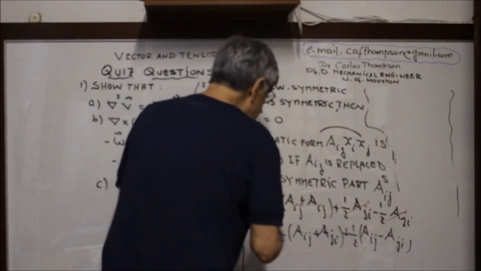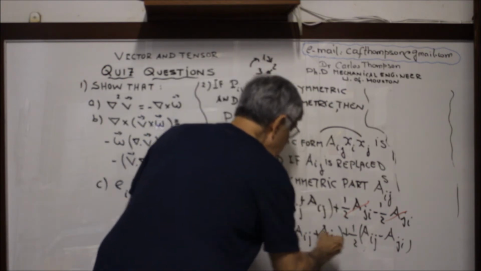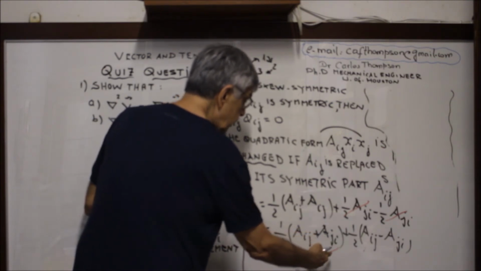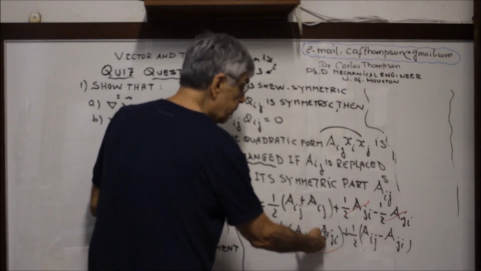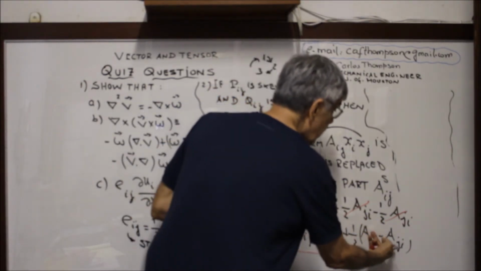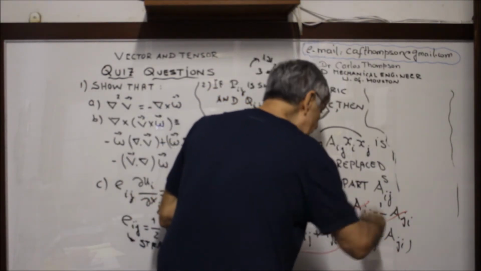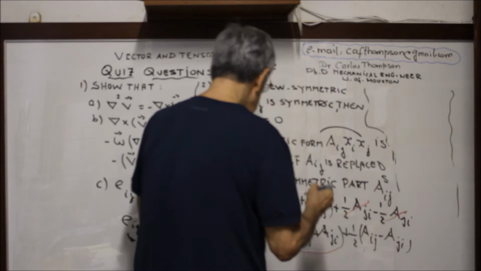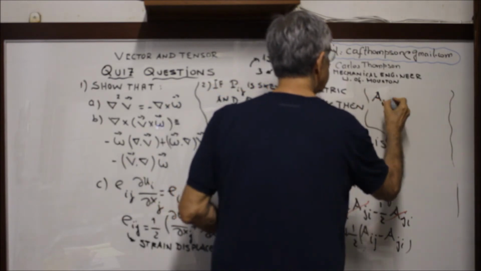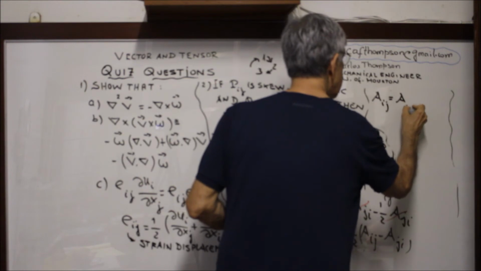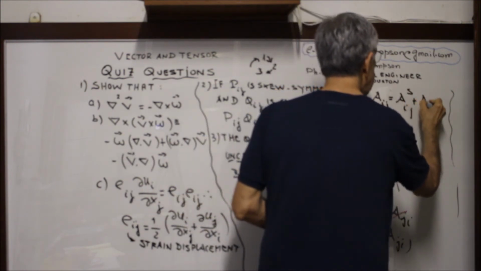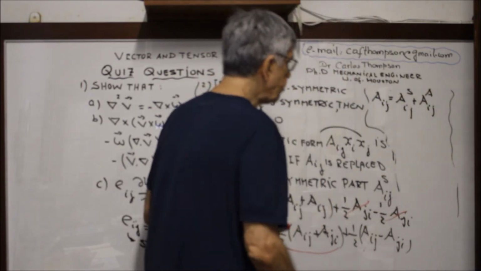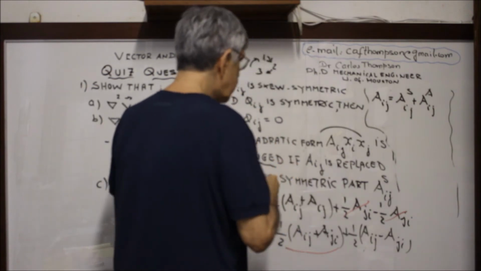Here you see clearly that this is a symmetric part, because if I exchange i and j, this term remains the same. Not here, because if I exchange i and j, there's a minus. So this is the symmetric part. Let's put here aij is equal to aij symmetric plus aij skew-symmetric, or anti-symmetric. This is the symmetric part, this the anti-symmetric part.